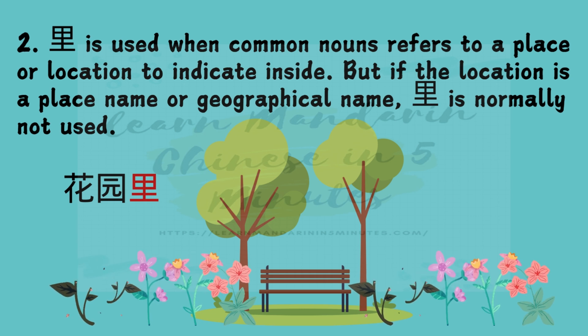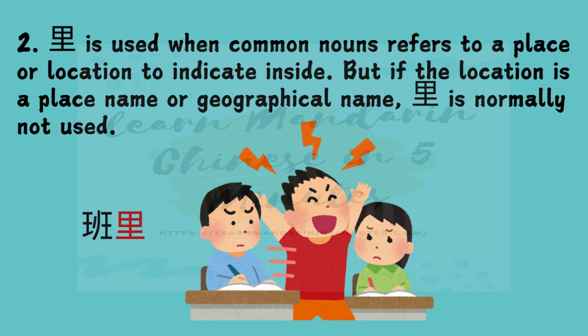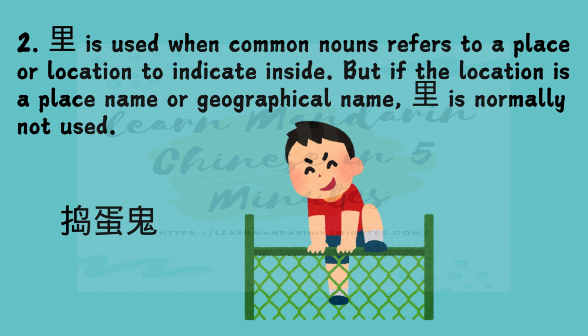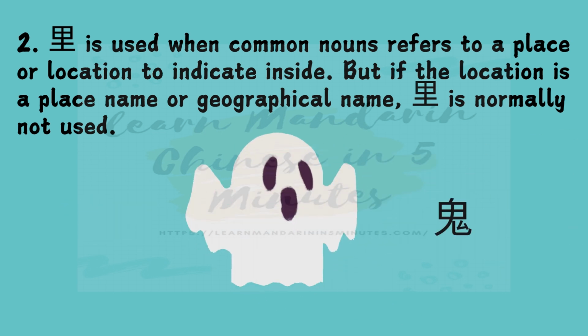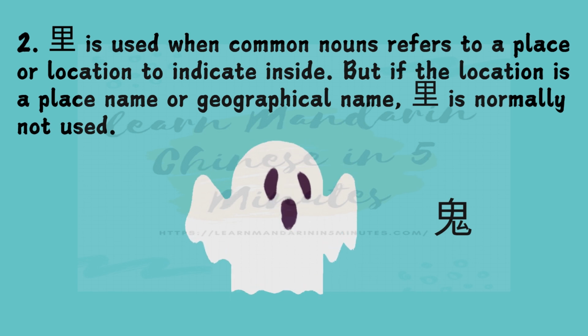他是班里的捣蛋鬼。捣蛋鬼 is a playful and colloquial Chinese term used to describe someone who likes to cause trouble or mischief. It is often used to refer to children who are naughty, mischievous, or enjoy playing pranks. 捣蛋 means to cause trouble, make mischief, or to play pranks. 鬼 literally means ghost or spirit, but in this context, it refers to a person who has a playful or mischievous character.